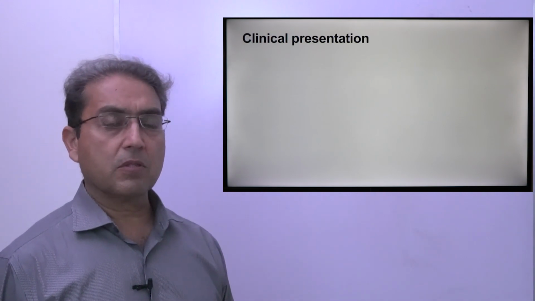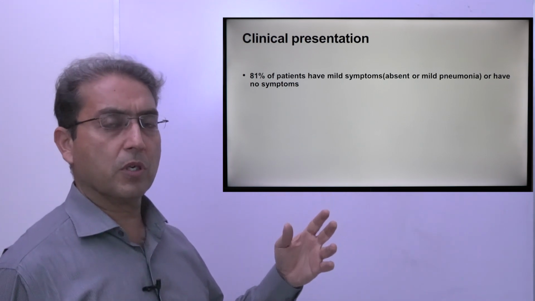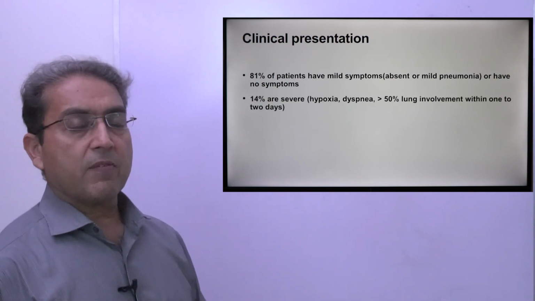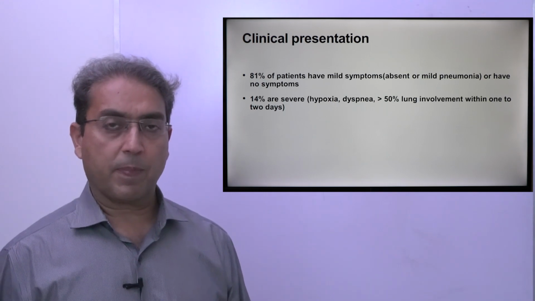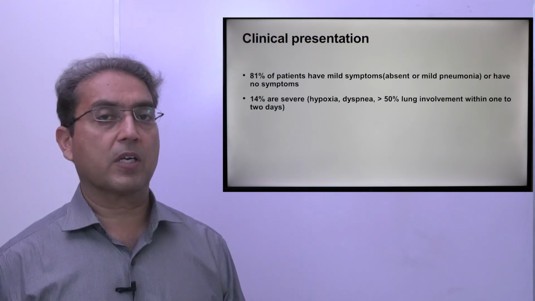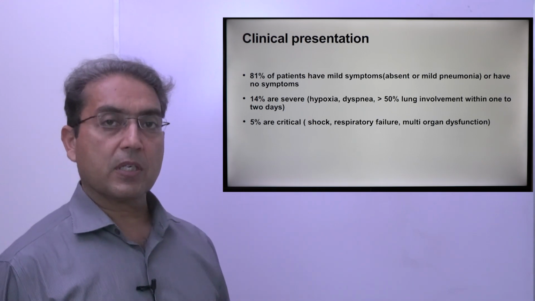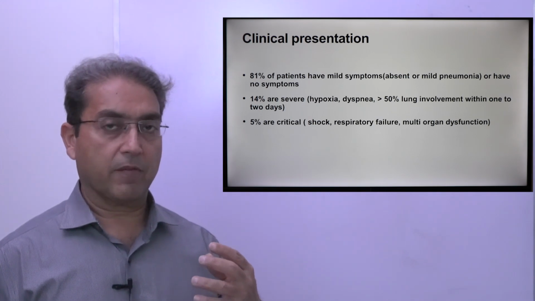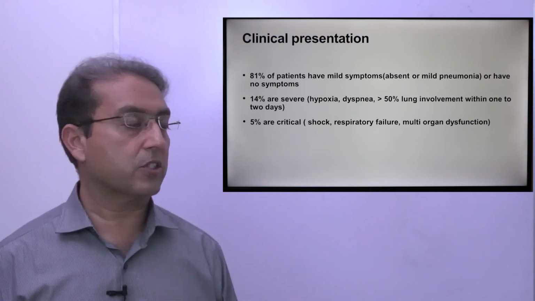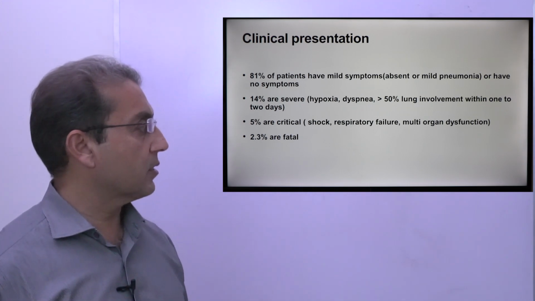Now, clinical presentation. You see 81% of the patients have mild symptoms. They may be absent, they may be mild pneumonia, or they even may be totally asymptomatic. 14% have severe illness, that is, they have hypoxia, they are breathless, and within 1 to 2 days, more than 50% of their lungs may be involved by the infecting process. 5% of the patients are critical, that is, they may have shock, respiratory failure, or multi-organ failure syndrome. And 2.3% of patients have fatal illness.